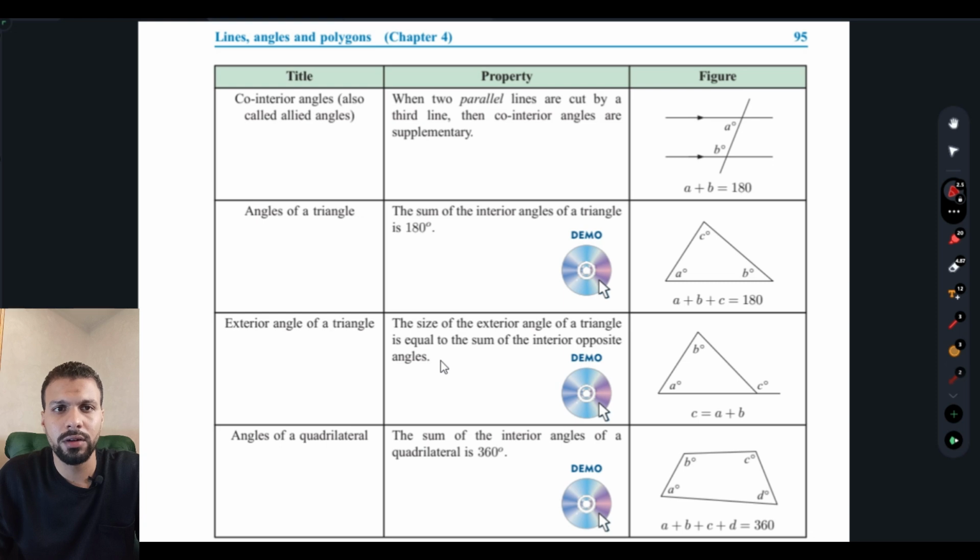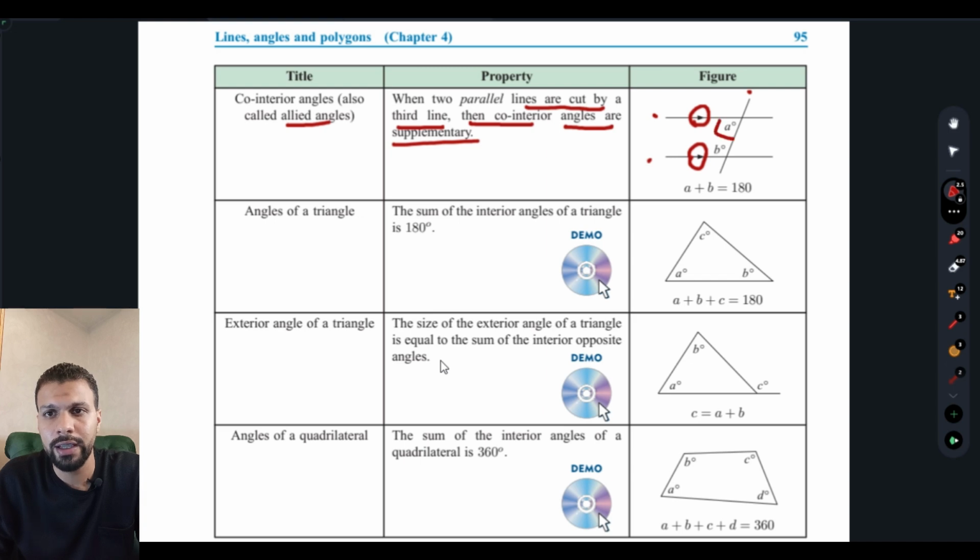Let's continue. Co-interior angles, also called allied angles. That means when two parallel lines, I have here two parallel lines by this shape, are cut by a third line, then co-interior angles are supplementary. A plus B equals 180. We remember supplementary angles equal 180.